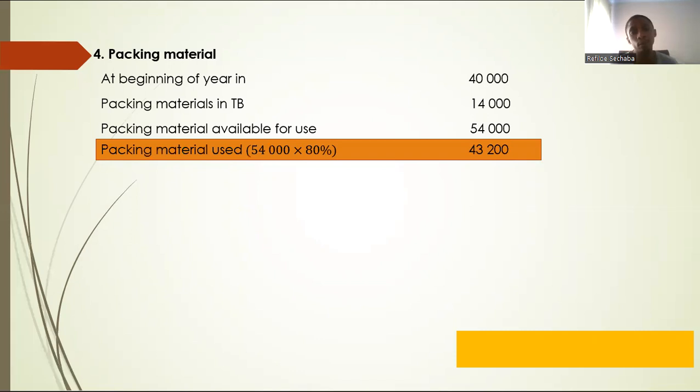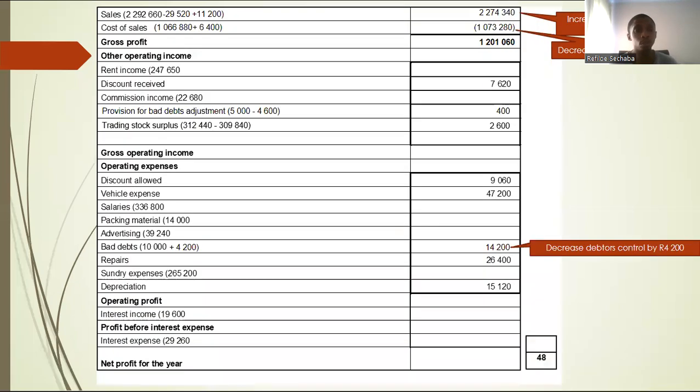We used only 80%, and 80% of 54,000 is 43,200. That 43,200, the one that is used, is the one that you recognize as an expense. I repeat, packing materials used will be the one that you recognize as an expense. I'll actually record a lesson on packing materials and trading stock later on, just to explain what is going on there. In this case, our packing materials are sitting at 54,000. We only use 80%, which is 43,200. That 43,200 represents what we use.